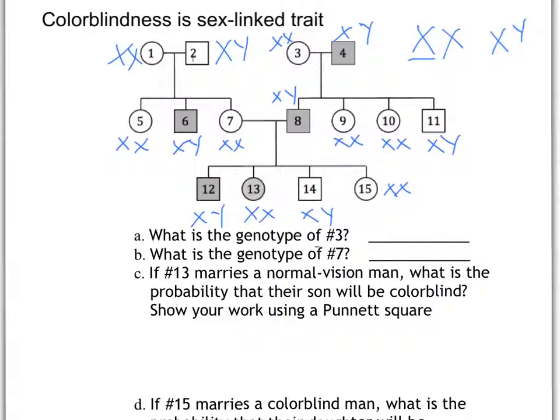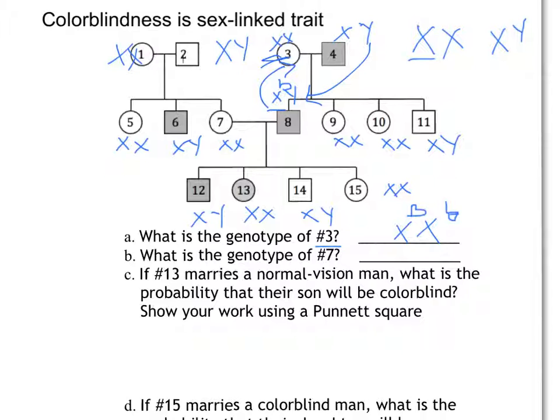So what is the genotype of number 3? Number 3 is right here. Well, she is going to be XX. It's a female. And she has a son who is colorblind. Now, the son is going to get that X from his mother and the Y from his father. Well, the mother has normal vision, so she must have the dominant allele. But she gives a recessive allele to her son because he's colorblind, so she must be heterozygous. She gives that small allele, that's a little b, to her son, and he's colorblind.